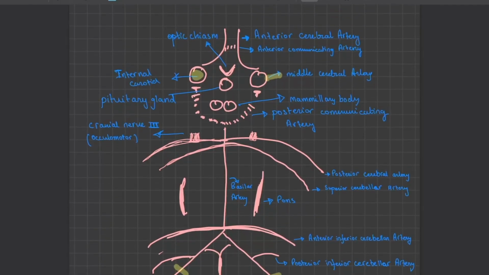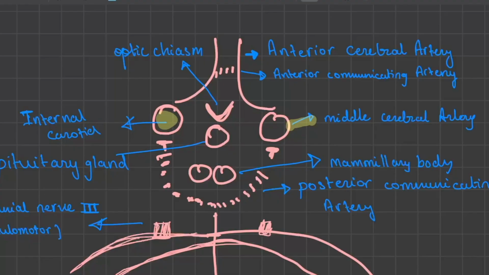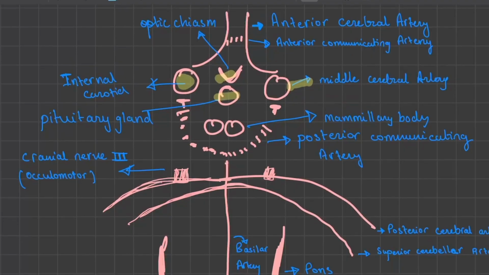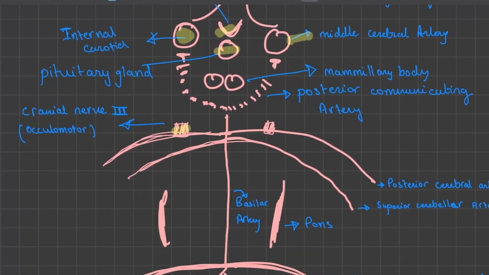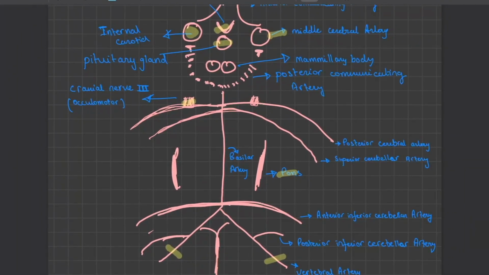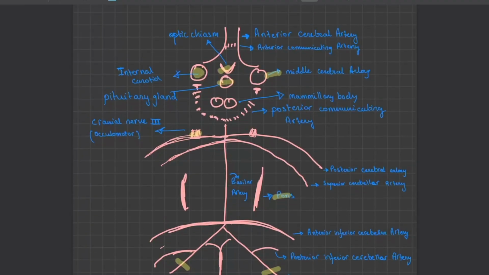Okay, let's get started with all of the arteries. Before that, we'll have to look at some other stuff that is in Willis, and that is the optic chiasm, which is right over here. Then you have the pituitary gland, which is right here. There is cranial nerve 3, which is also right over here. And besides that, we have the pons, right? So these are just some other stuff that's present with Willis or in Willis.